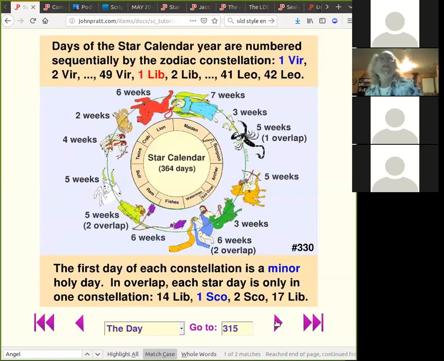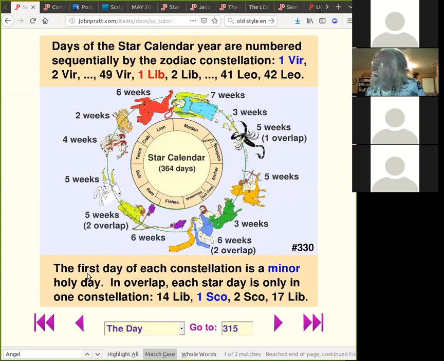Okay, a couple more slides here. Days of the star calendar are numbered sequentially, like 1 Virgo, 2 Virgo, up to 47 weeks is 49 Virgo. Then 1 Libra, 2 Libra, and then all the way around until 41 Leo. 42 Leo is the last one. See, six weeks long. This shows you how many weeks long each is. Oh yeah, there's an overlap here. There are 3 that overlap: 1, 2, 3. That's interesting. I only saw 2 before, but there are 3. This is an important one. They're all important.